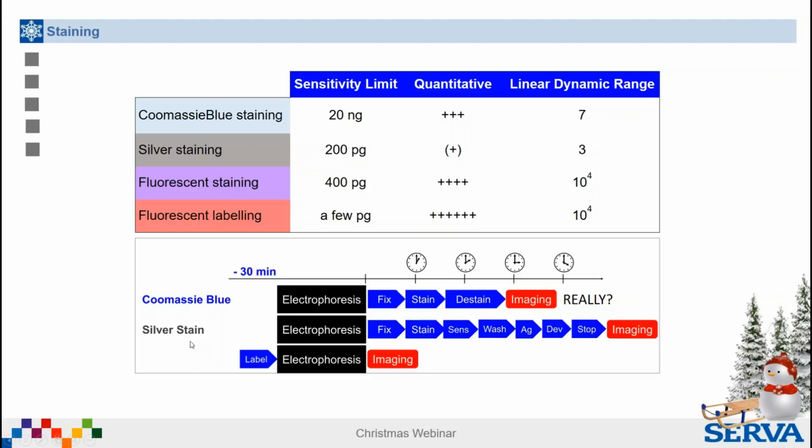The silver stain is of course a very long procedure, but if you like, you can try our SERVA Lightning Red, where you just label 30 minutes in advance of electrophoresis, you load your sample and you can image directly. So everything that is long-lasting or overnight, you just can avoid by using this very smart label.